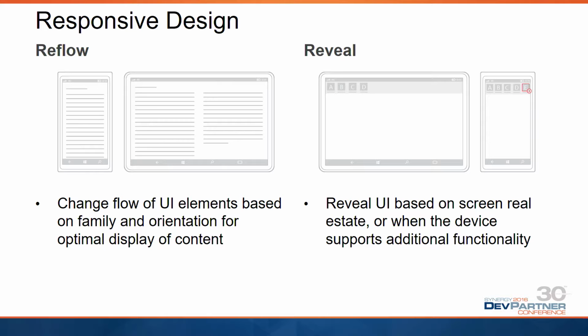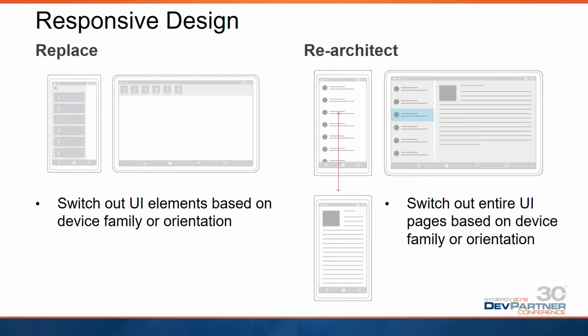The fourth is to reveal something. When something's in a narrow mode, hide some stuff away or make it look like it's flowing off the screen or something, and reveal more and more of whatever that is as the application width increases.